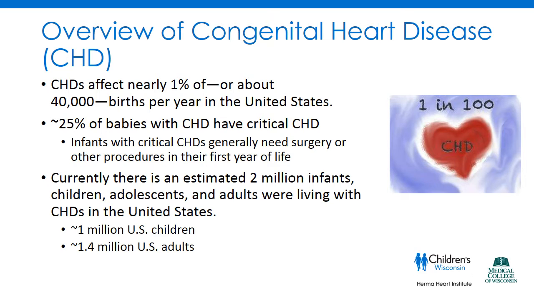25% of the babies with congenital heart disease have critical congenital heart disease. This is typically defined as those infants that need surgery or another procedure in the first year of life. Currently, there is an estimated 2 million infants, children, adolescents, and adults living with congenital heart disease in the United States. About 1 million of that is children, and 1.4 million of that is adults.